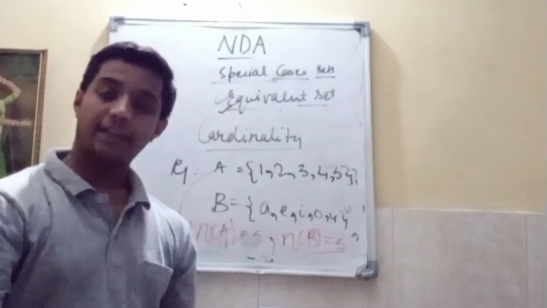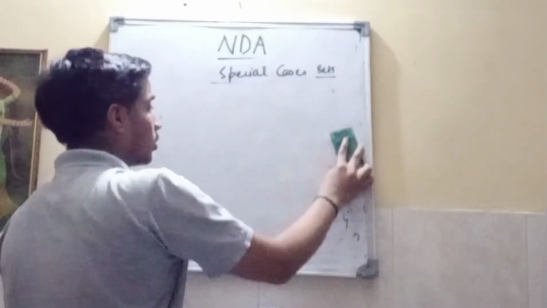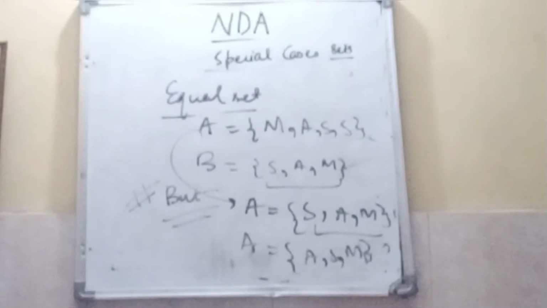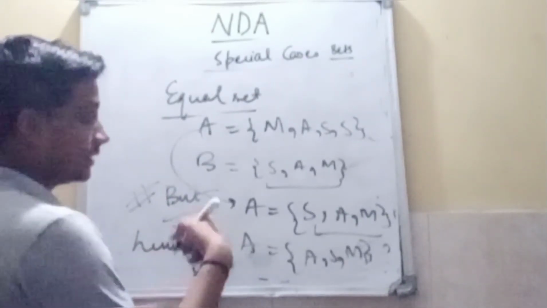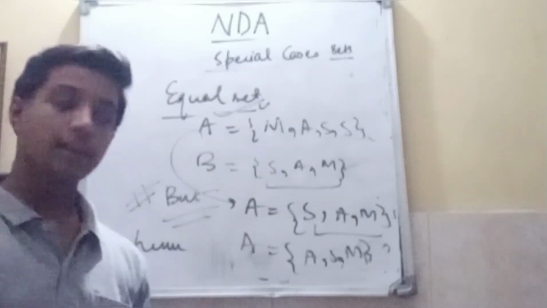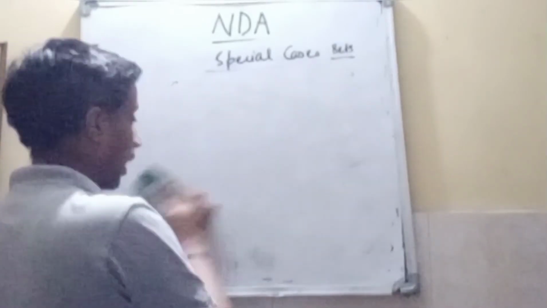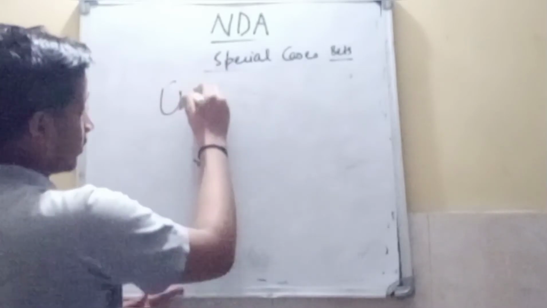Okay, did you get that? So the next type is the equal set. Equal sets are the same. Hence, this can be said to be an equal set. I think you got that. Let's move on to the next type of set, that is the universal set.